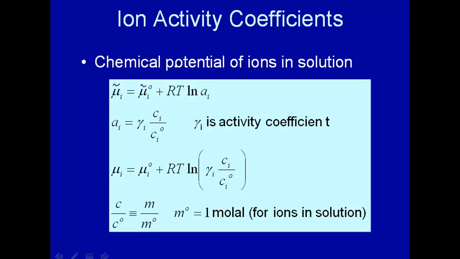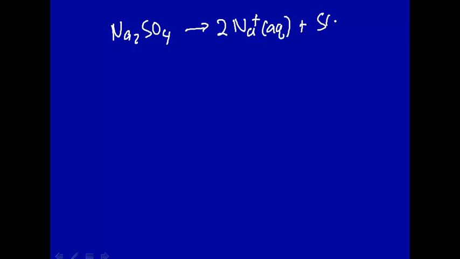All right, so let's take an example. Suppose we have sodium sulfate, Na2SO4, and we put this in water. What will happen is that we'll get two sodium ions, aqueous, and one sulfate ion, aqueous. All right, so these are the ions in solution that we're interested in.